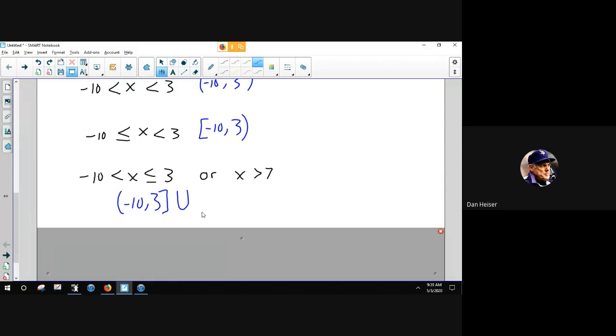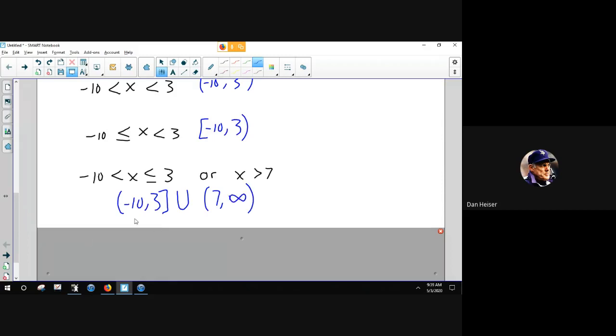Typically with sets, you will not be in more than one at a time. Sometimes you will be, but oftentimes not. So this U simply means union. We're going to join this with another set, and that is x greater than 7. So 7 with a parenthesis, and then there's no upper limit.